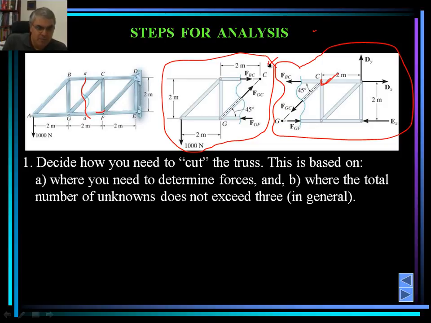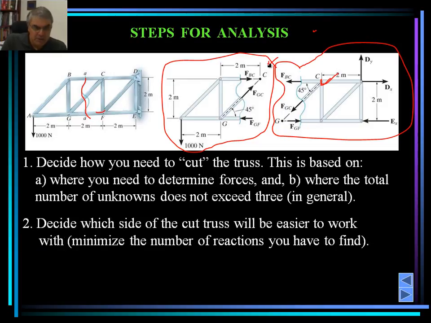So we determined that based on two things. Number one, where is it that we need to determine the forces? What are the unknowns? And number two, what are the total number of unknowns after we make the cut? We want to make sure that the number of unknowns does not exceed 3 in general. Then we decide which side of the cut is easier to work with, as I just discussed.